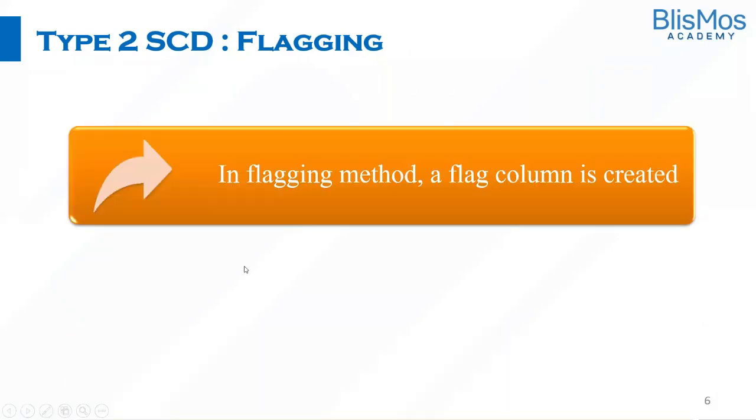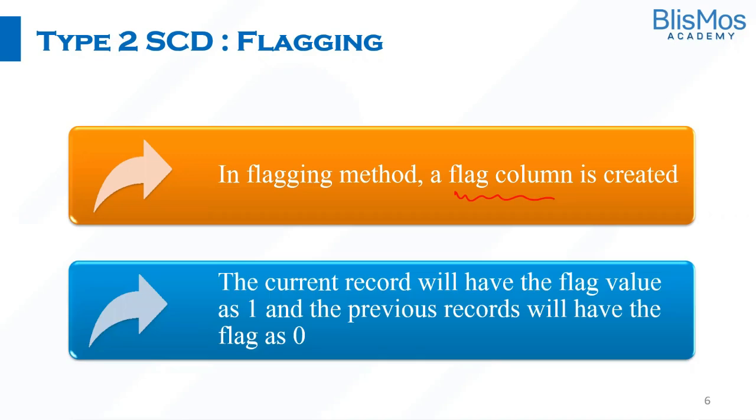And how do we do as a part of the flagging? In flagging method, a flag column will be used. The current record of the flag column will have the value as 1. It is the current data. All the previous records will have the flag as 0.